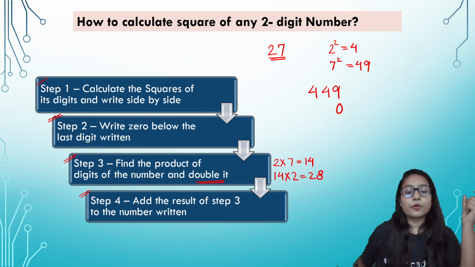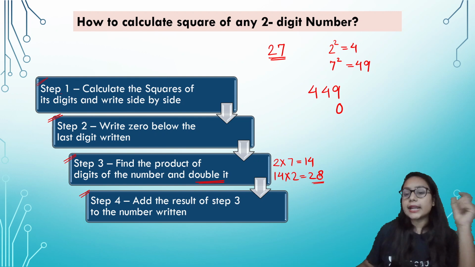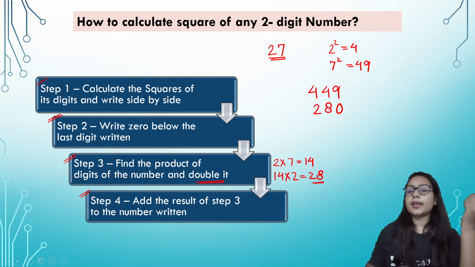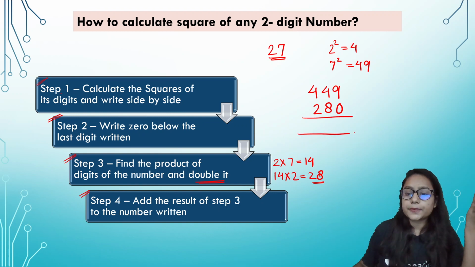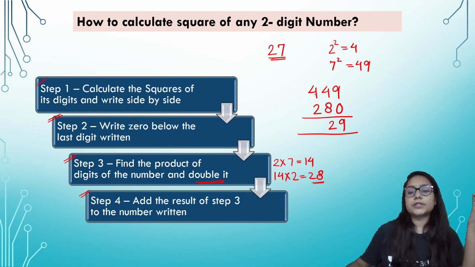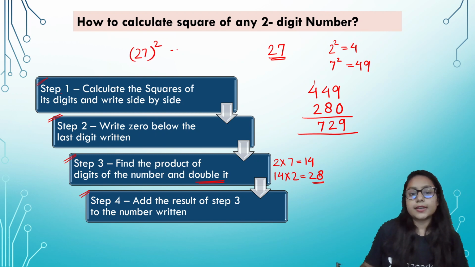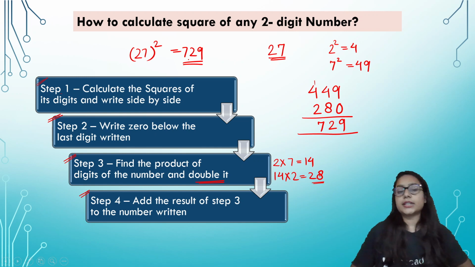Now what is step 4? Add the result of step 3 to the number written. Where will you write this 28? This 28 is written here. Now just add the numbers. What do you have? 9. 8 plus 4 gives 12, and this is 7. So therefore we got it: the square of 27 is equal to 729. You can even verify this result using a calculator. Such an easy method.